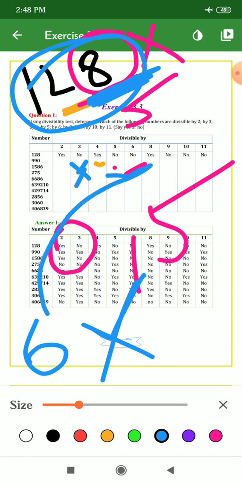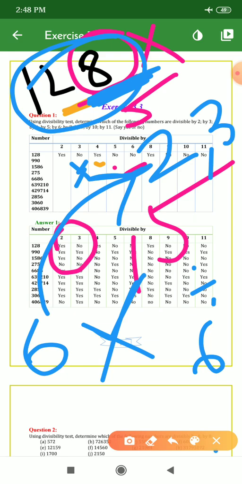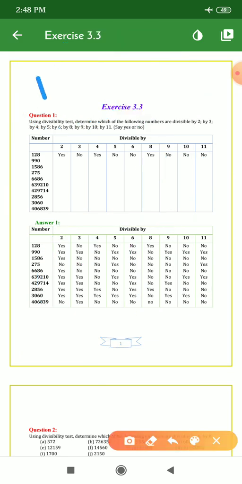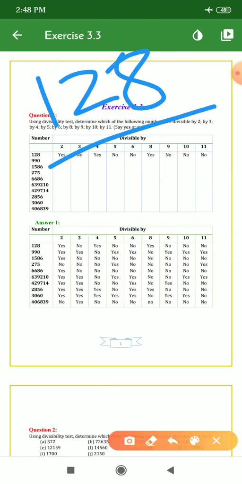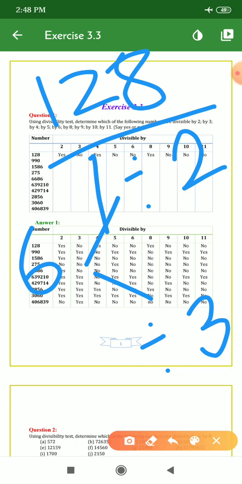Because the rule for 6 says that if the number is divisible by 2 as well as by 3, then only it will be divisible by 6. I repeat once again that the divisibility rule for 6 is that the number should be divisible by 2, and the given number should also be divisible by 3. Okay, it means if this number which is given to you is divisible by both, then it will be divisible by 6 also.